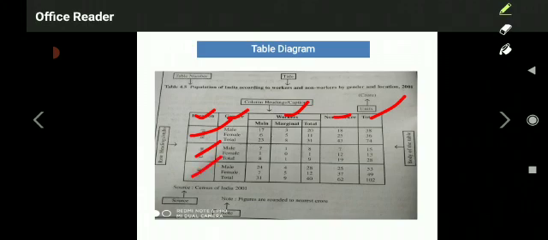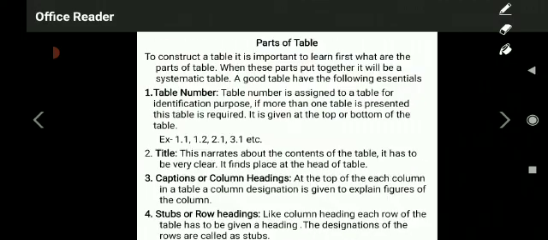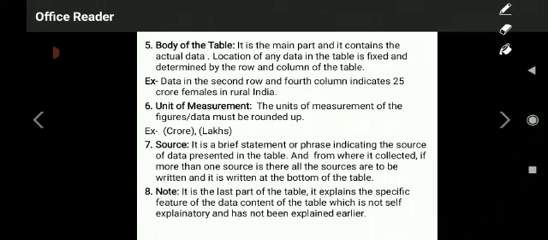These row headings are also very important to understand the data information in a systematic form. Okay, so this is all about the stubs or row headings. Now coming to the next essential of the systematic table, that is the body of the table. The body of the table is the main part and it contains the actual data.